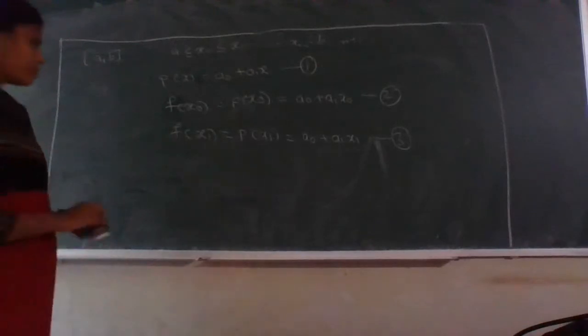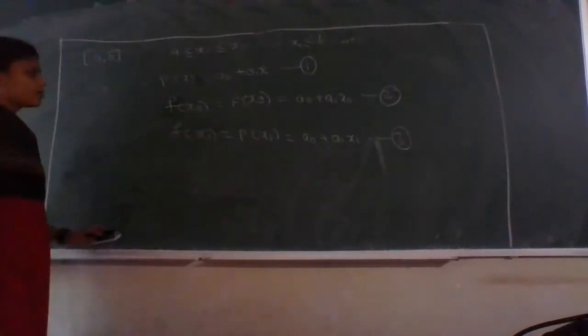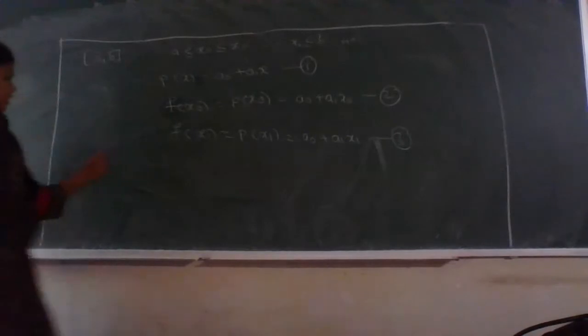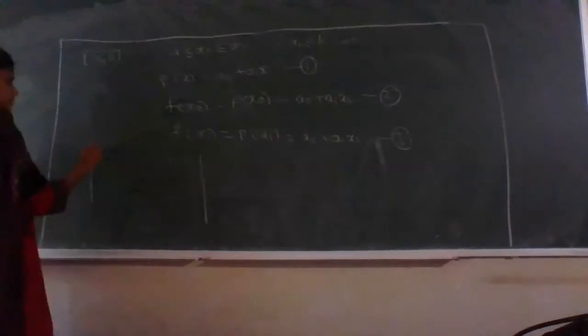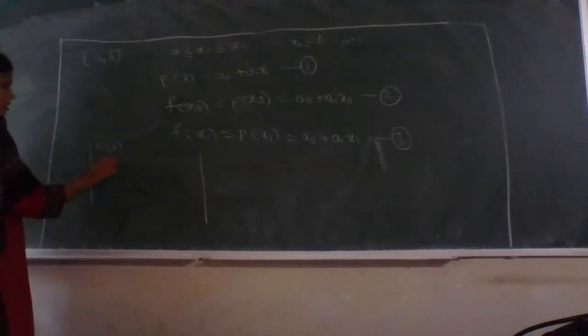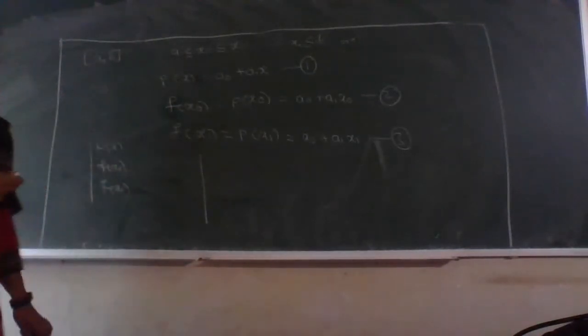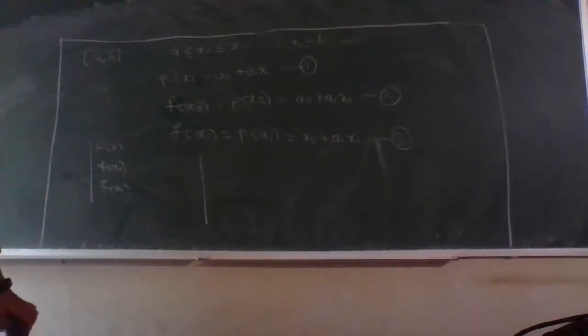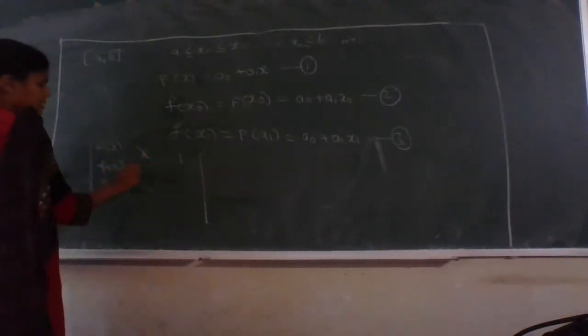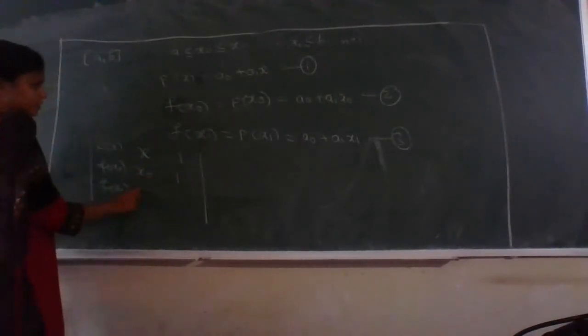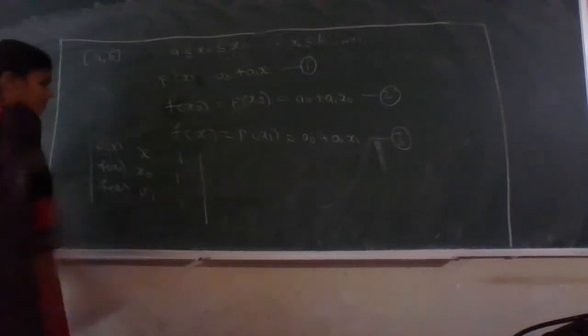I hope you remember, writing the coefficients of a naught and a1, we can form one determinant. Let me write down this determinant. What is the first column? This is p of x, f of x naught and f of x1. This is our first column. In the second one, we will write the coefficients of a1 and a naught. The coefficient of a1 is x, the coefficient of a naught is 1. Here the coefficient of a1 is x naught, of a naught is 1. Here it is x1, here it is 1.